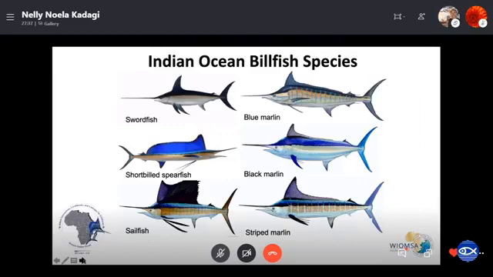And so moving on, when we come to the Indian Ocean region and specifically the east coast of Africa, we find 6 species of billfish. We have the swordfish, black marlin, shortbill spearfish, which is elusive, the blue marlin, sailfish, and striped marlin. Now, I said shortbill spearfish is elusive because over the last 10 years of doing this work, I've only come across less than 5 records.